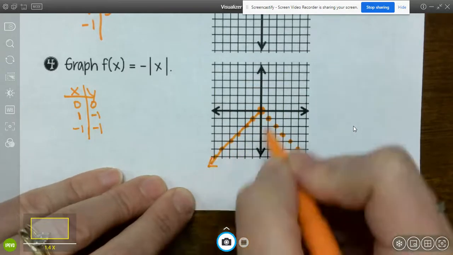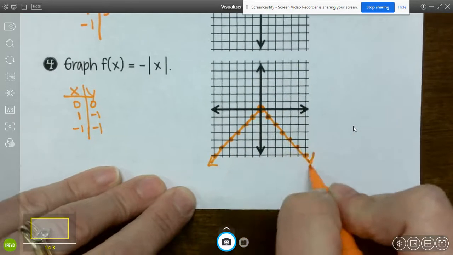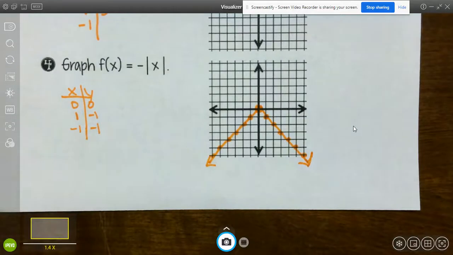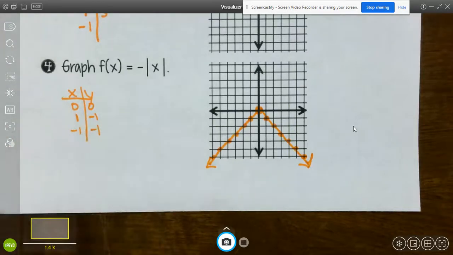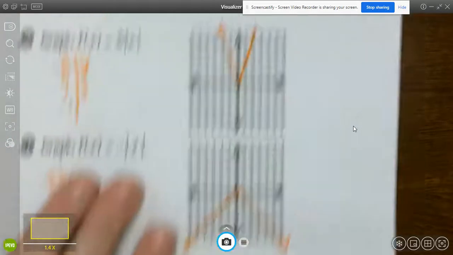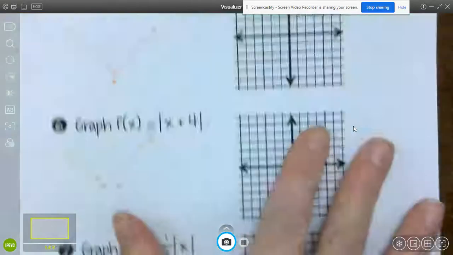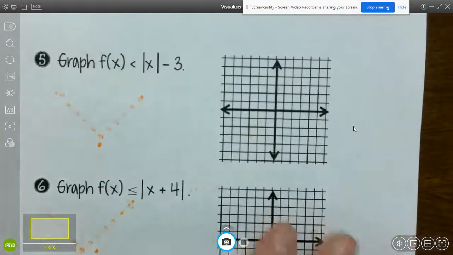Okay, hopefully that's a good refresher of what we did last week. And the reason I wanted to do that is because I wanted to remind you what these look like before we look at inequalities. So now let's look at inequalities, okay? So now let's look at inequalities here.